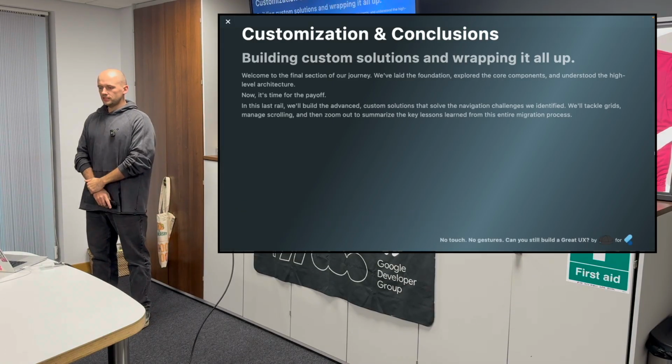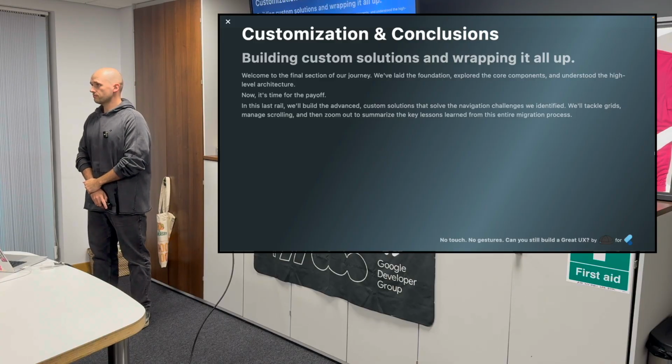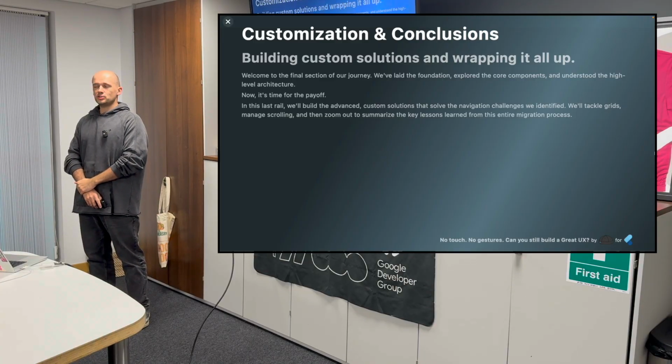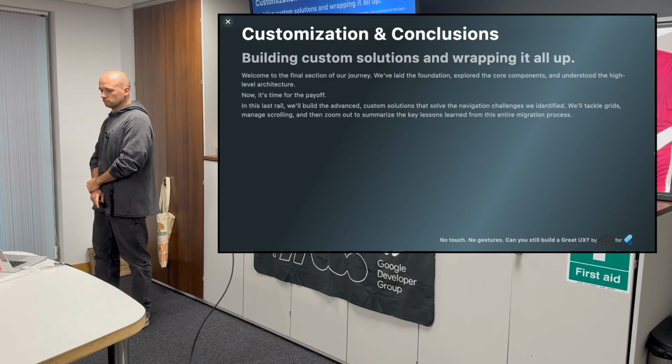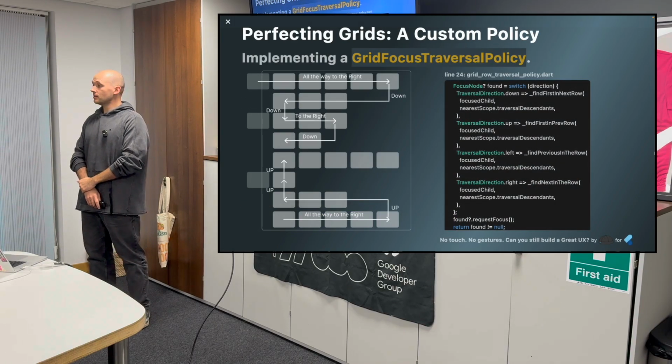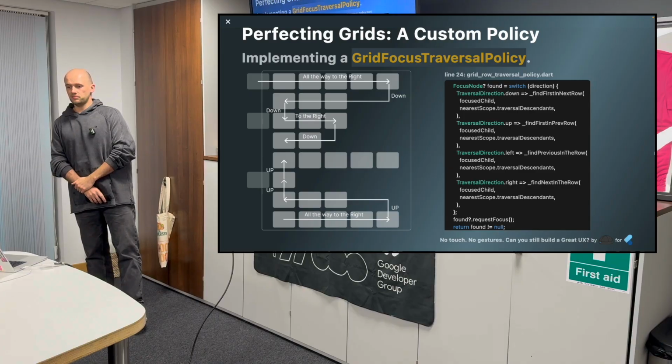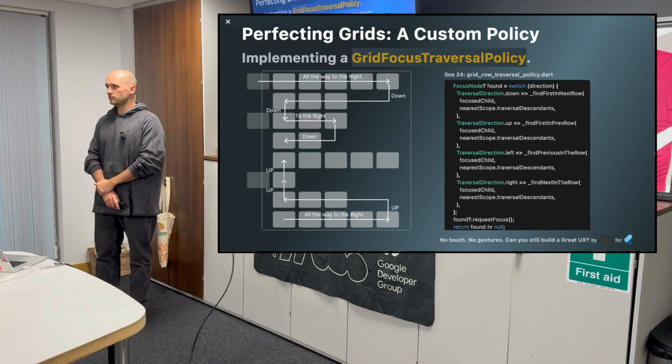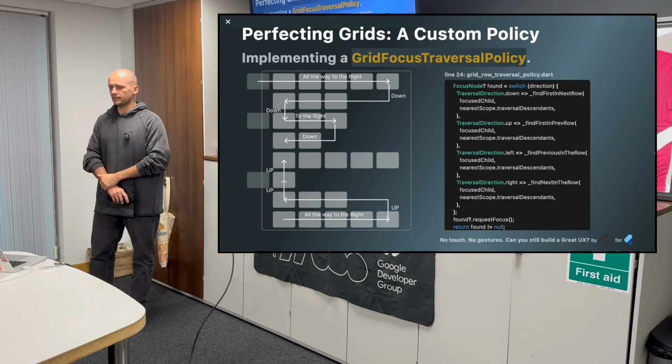I'm not leaving you here. We can do customizations. And these customizations are super simple, like just one file. This is the traversal policy I have in this code sample. And you probably saw it. If you haven't, I will show it again.